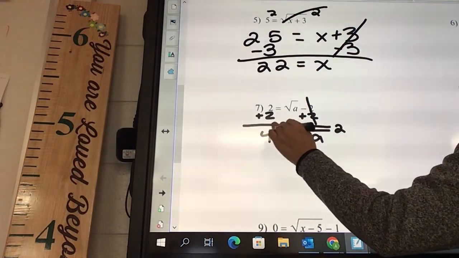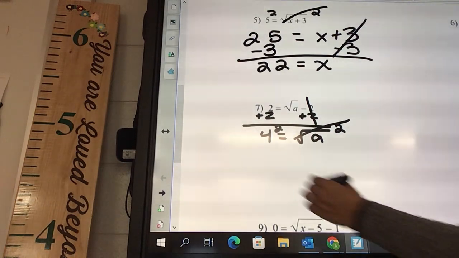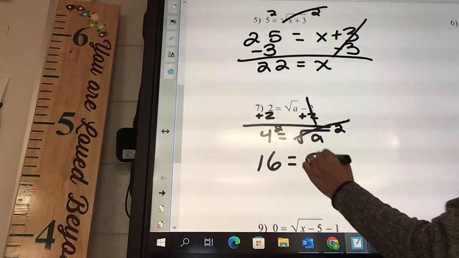Square both sides. So this is going to cancel. So what is 4 squared? 16 equals a.